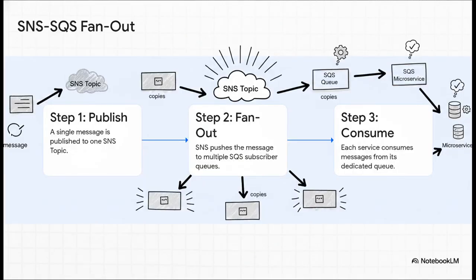It's beautiful, really. You send one single message to an SNS topic. SNS then acts like a fan, pushing a copy of that message out to 3 different SQS queues. Each of your microservices then just happily works on its own queue, completely independent of the others.